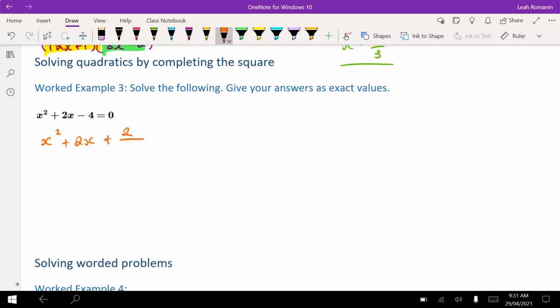Great, so I'm taking the b term, which is this 2 here. 2 over 2 all squared. Great. 0. Fantastic. These three make a perfect square. Great, and the 1 comes from this bracket in here. 2 divided by 2 is 1.